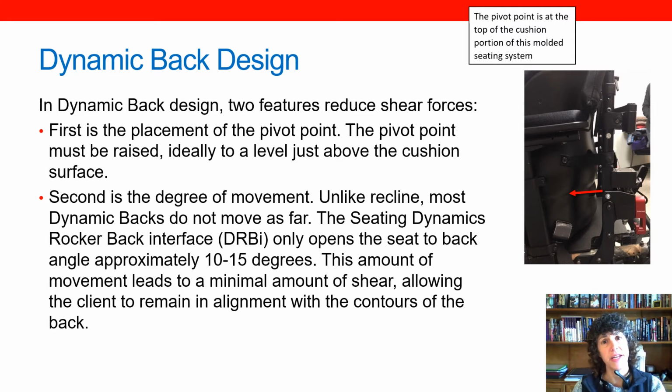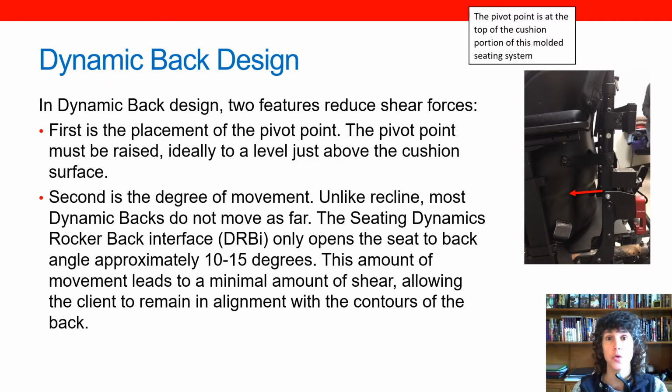So with a dynamic back, there's two primary design features that can help reduce shear. First is that pivot point. So it's important that the pivot point is raised to match the natural pivot point. Here in this picture, we see that the pivot point of this dynamic rocker back interface is right at the top of the cushion. This happens to be a cushion that's a part of a molded seating system.